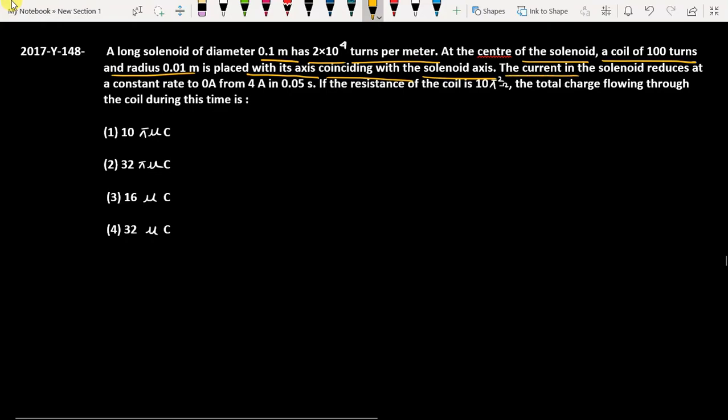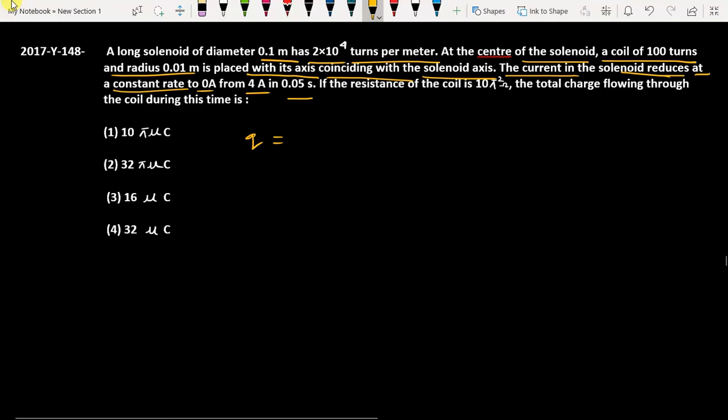The current in the solenoid reduces at a constant rate to 0 ampere from 4 ampere in 0.05 second. The resistance of the coil is 10π² ohm. The total charge flowing through the coil during this time is. So we have to find out charge.